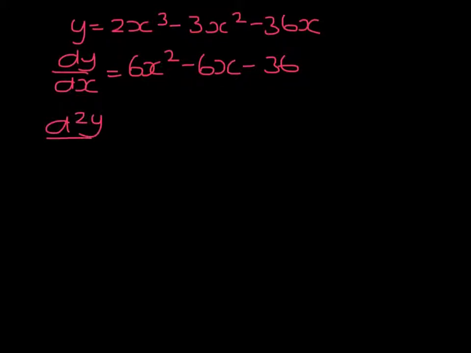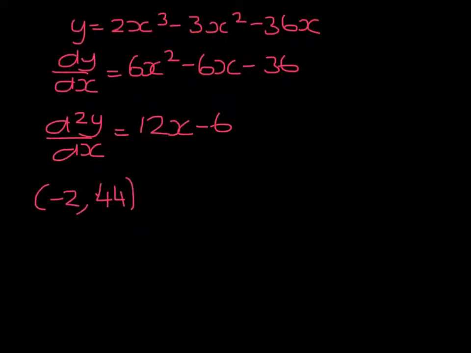We're now asked to identify the turning points, and to do that we need to know the second differential. So I'm going to differentiate dy/dx. 12x minus 6. Our first turning point was at minus 2, 44. If we substitute that into that equation, we get minus 24 minus 6, which is minus 30, less than 0, so that would be a maximum.